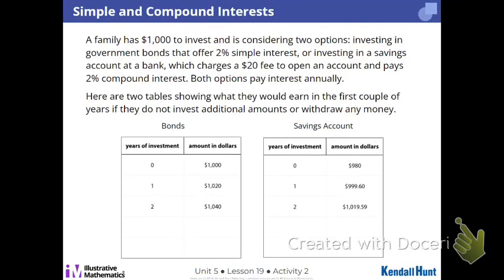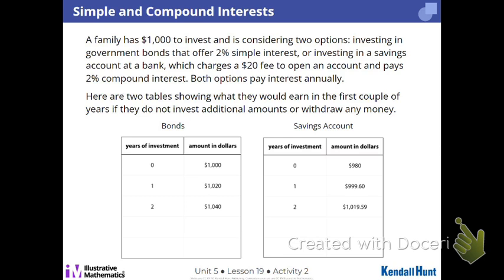So you and your family are going to end up investing $1,000, okay? And you have two choices. You can do a bond, and there's a table with what happens with the bond, also some context above. And then there's a savings account. One thing about the savings account is it costs $20 to open it up, and you get 2% interest each year, okay? 2% a year.